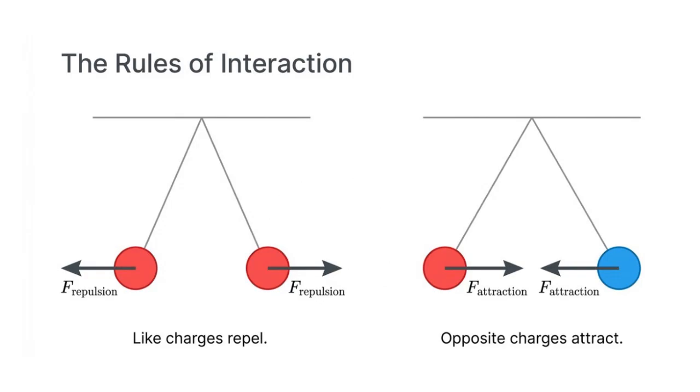Particles with the same type of charge, like both being positive or both negative, push away from each other. This is called repulsion. On the other hand, when particles have opposite charges, one positive and one negative, they pull toward each other. This force is called attraction. These basic rules explain a lot about how electricity and magnetism work in everyday life.